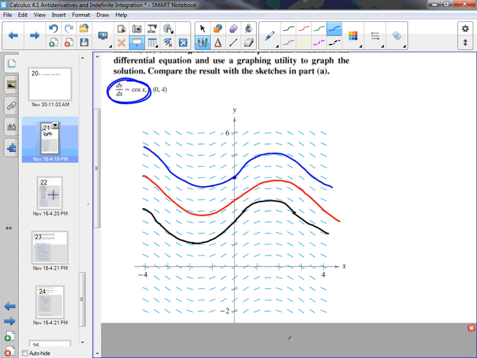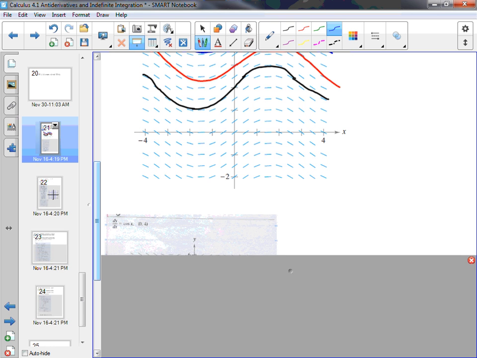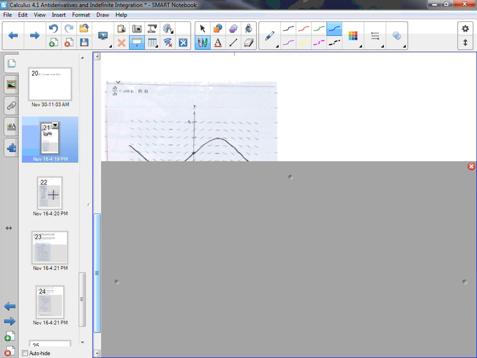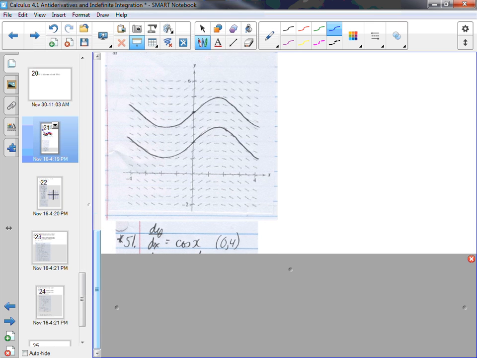Okay. All right, so now let's actually find the particular solution. So, in your notes, let's work this out. We're given that dy/dx, which is a derivative, equals the cosine of x, and we're also given that our function goes through the point (0, 4). So the rate of change of the function equals the cosine of x, and we're going to figure out what the function is, what the solution to this differential equation is.